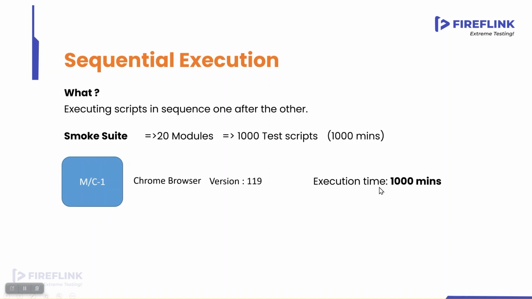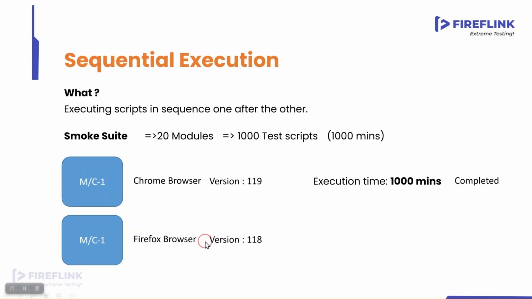Once this is completed, I want to check whether my scripts run in a different browser in the same fashion. So I'll select the same machine once again, but this time I'll not go for Chrome. I'll go for the Firefox browser, which is version 118 in my machine. Again I have to trigger the execution of these 1000 scripts in Firefox. The execution time is again around 1000 minutes, because each script takes 1 minute.